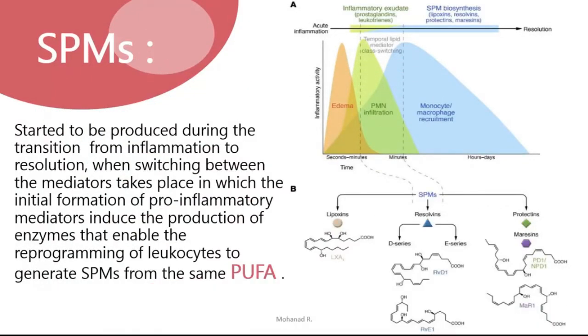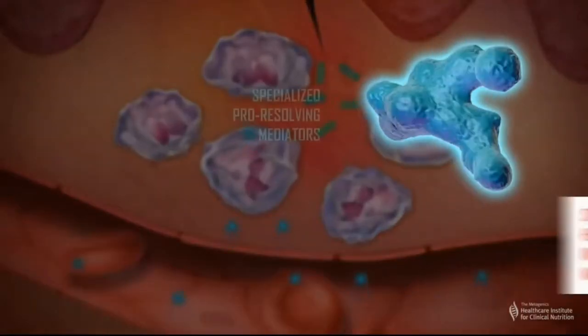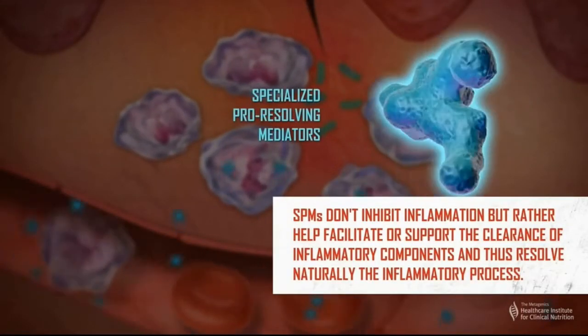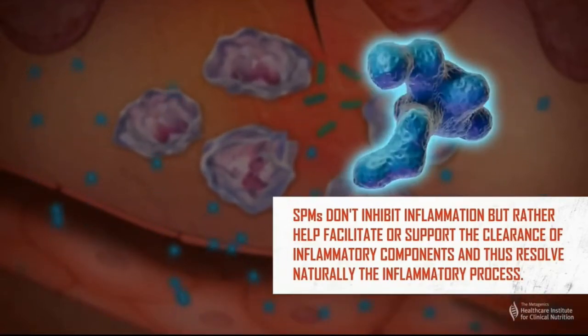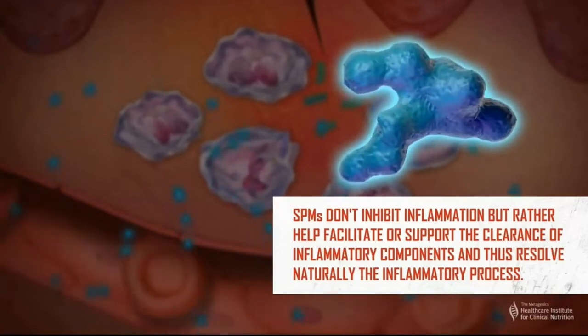which start to be produced during the transition from inflammation to resolution, when switching between the mediators takes place, in which the initial formation of pro-inflammatory mediators induces the production of enzymes that enable the reprogramming of leukocytes to generate SPMs from the same polyunsaturated fatty acids. SPMs don't inhibit inflammation, but rather help facilitate or support the clearance of inflammatory components and thus naturally resolve the inflammatory process.